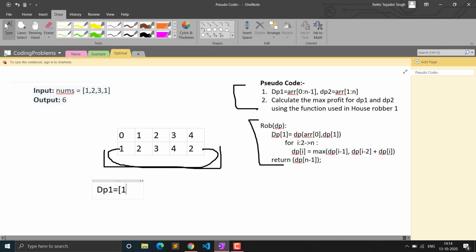So actually, this is pseudocode. I will show you the code in Python this time, and in the next video I will show you the code in C++ for another problem.